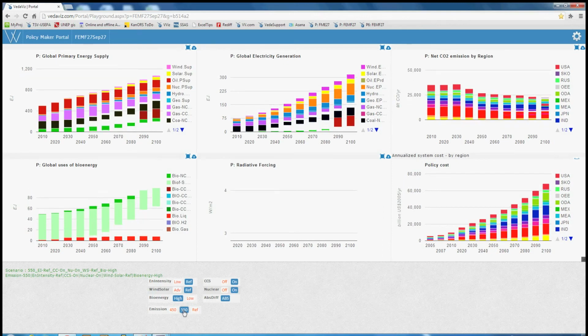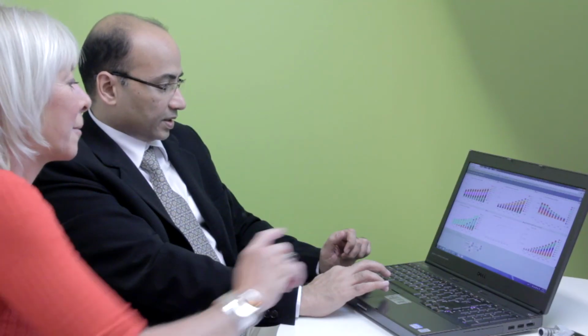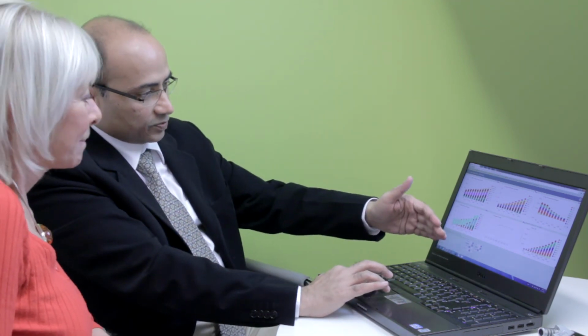So now if you wanted to see how the system would look under a 550 ppm target, so just change one dimension at a time, and you see how each of these things change. So the bio that was sitting at 60 is now suddenly almost more than double. And the radiative forcing is plateaued out. Yes, that was actually what drives the scenario, that we say that the radiative forcing should not cross 3.7. And then you see how the policy costs have gone up, and then you see how the mixes have changed for electricity and primary level.